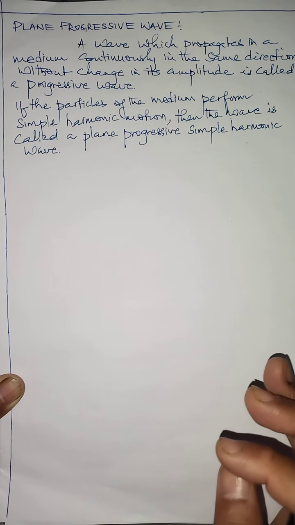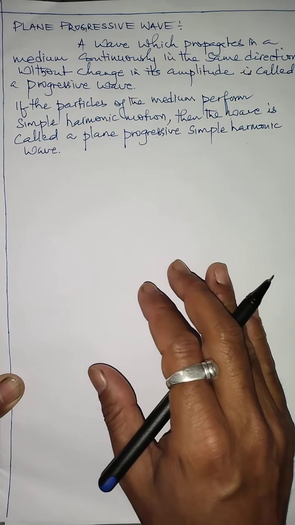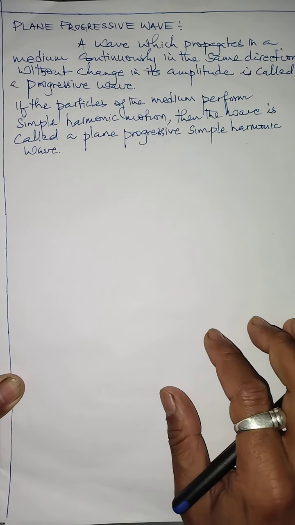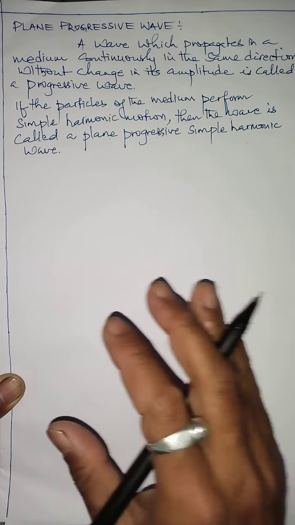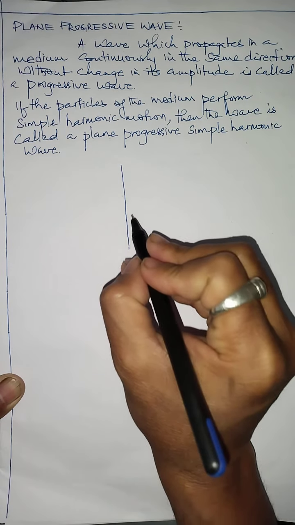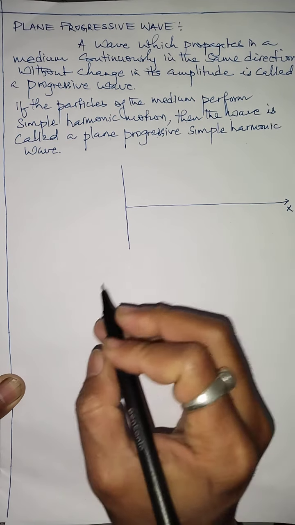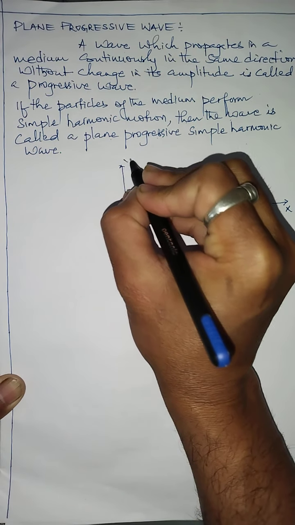We write the displacement equation of this plane progressive simple harmonic wave. For that, let me consider a plane progressive simple harmonic wave propagating in a particular direction, say along the positive direction of the x-axis. What direction? Positive direction of what? X-axis. So for that let me draw the diagram. So this is the y-axis and this is what? X-axis. This horizontal line I have drawn is called the x-axis, and this vertical line which I have drawn is called the y-axis.